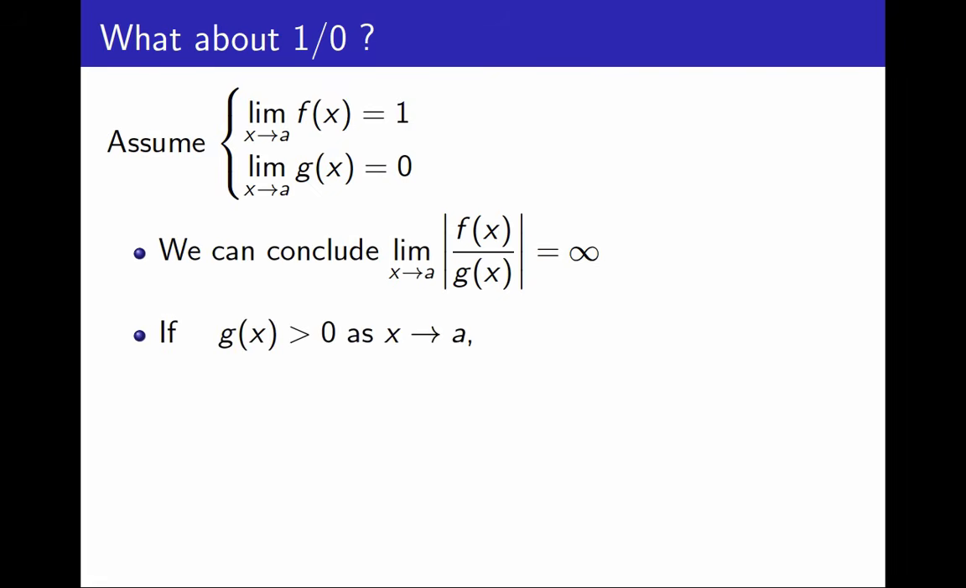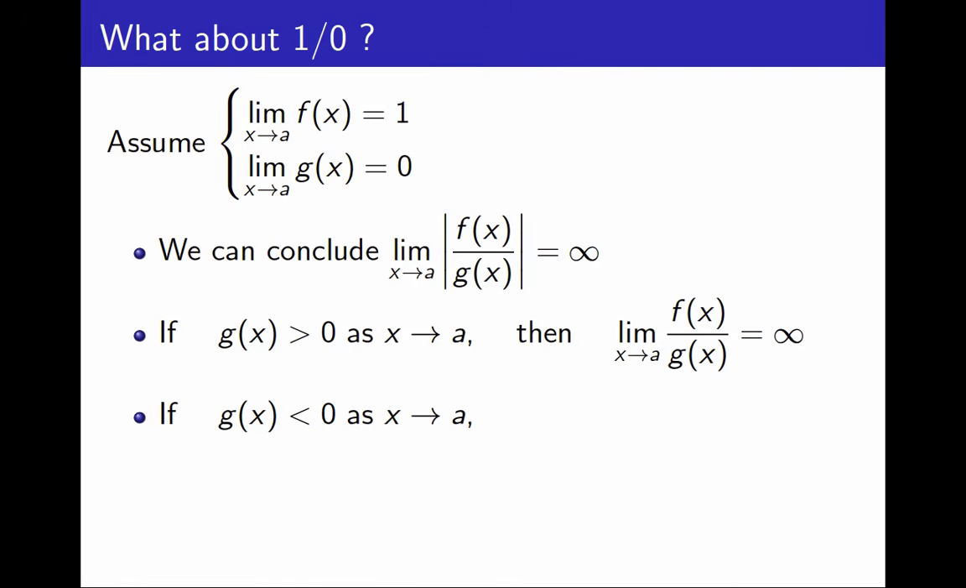If I know that, in addition, near the point, the denominator stays positive, then I conclude the limit of the quotient is infinity. But if I know that, in addition, near the point, the denominator stays negative, then I conclude the limit of the quotient is minus infinity.